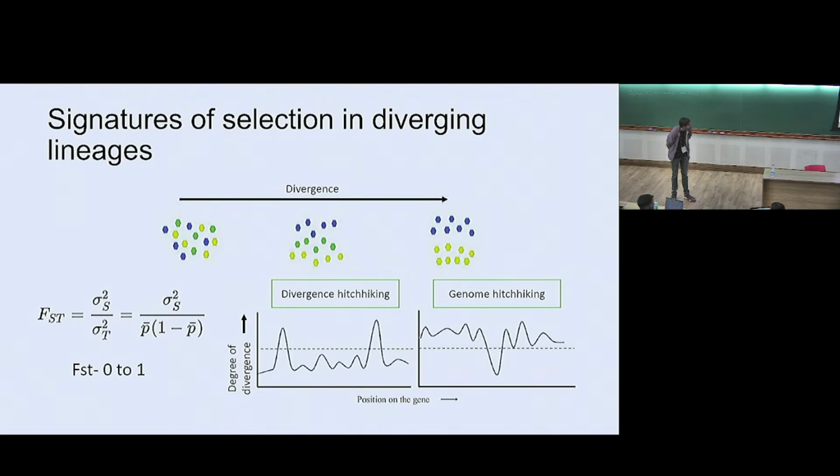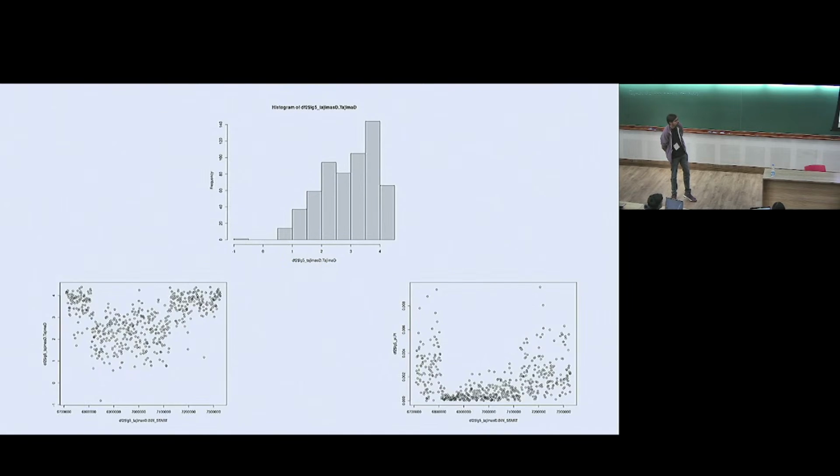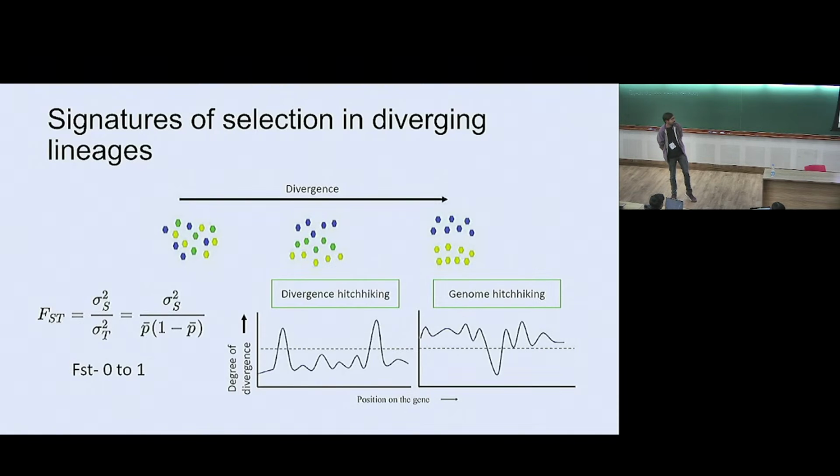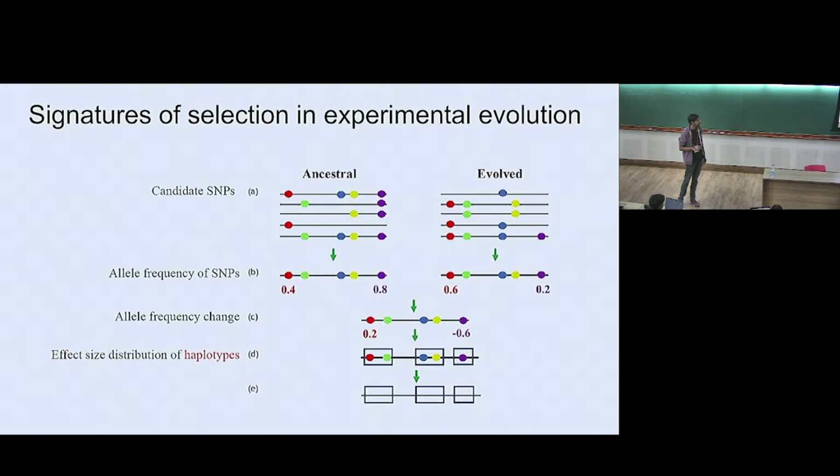I have 2 more slides, but I don't have time. So if people are interested in divergence leading to selection, divergence and selection happening together, I can talk about this in the free time. And if people have experimental evolution systems where you want to identify signatures of selection in an experimentally evolved line, there is a way for that, and we can discuss this in free time.